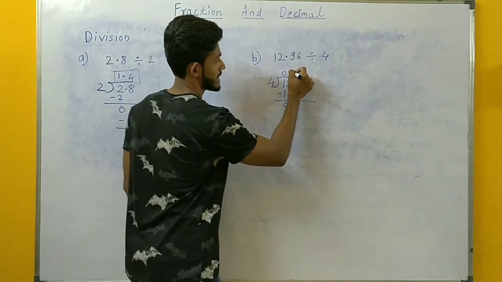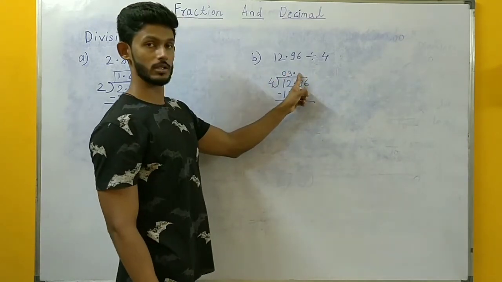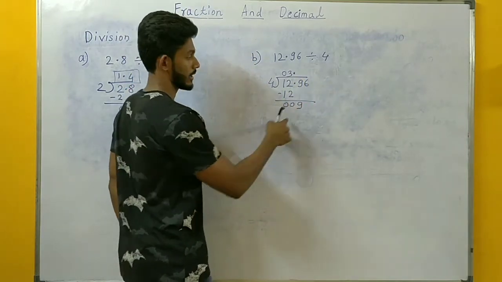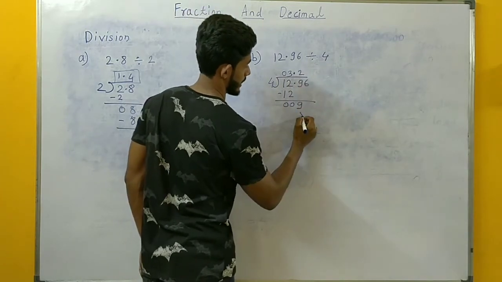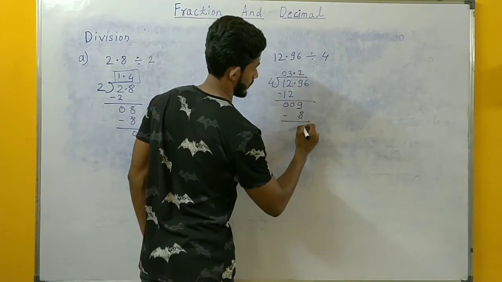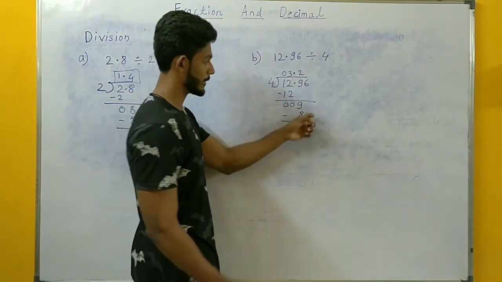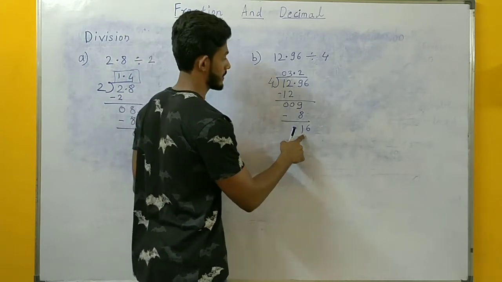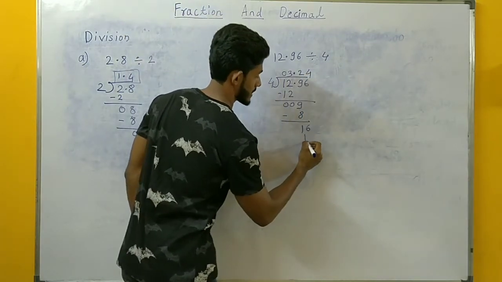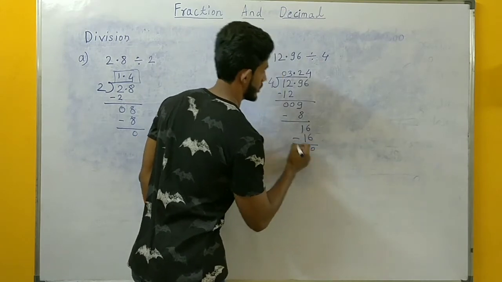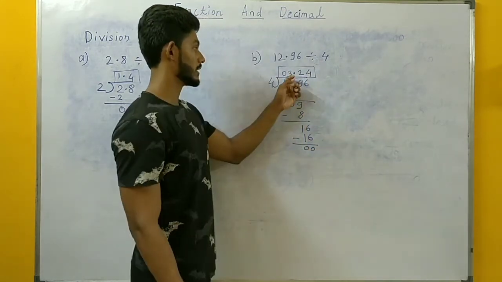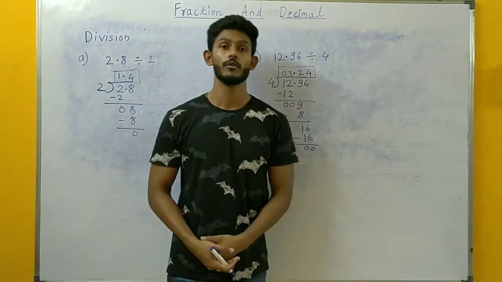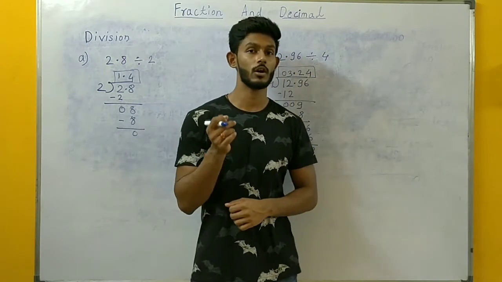Now we are going to place the decimal point over here in the quotient, and now we are going to divide this 9, and we all know that 4 2s are 8. Remainder is 1. We are going to take the 6 down over here, and now we are going to divide this 16 by 4. We all know that 4 4s are 16. So our remainder is 0 now, and this is our final answer. That is basically 3.24.